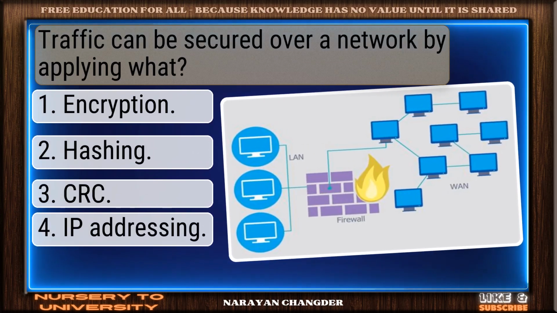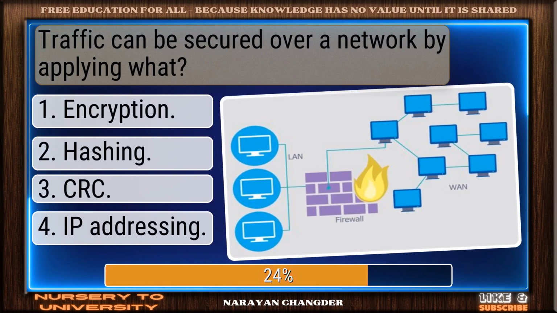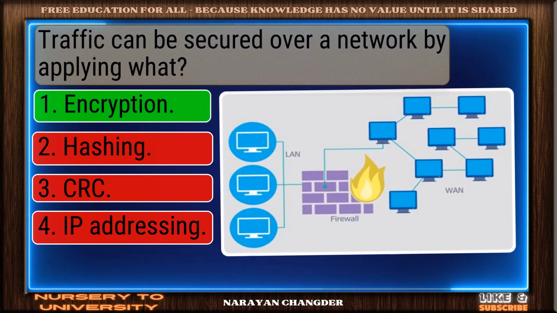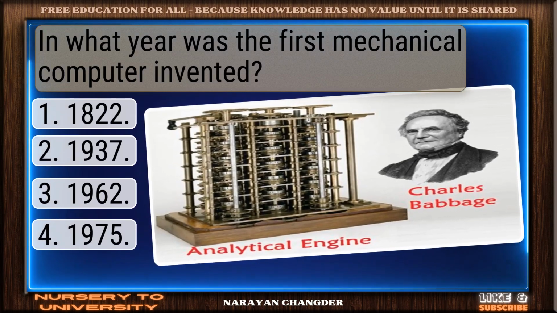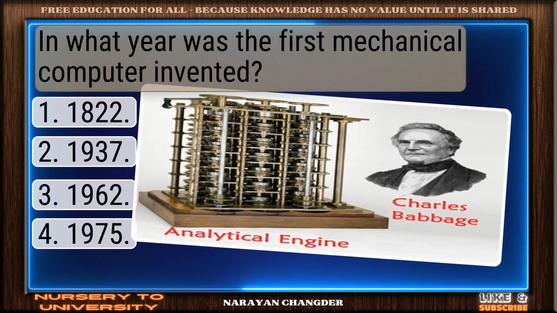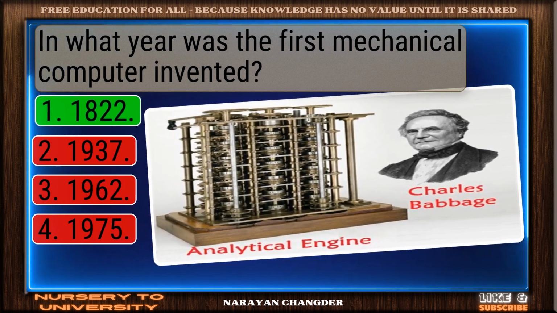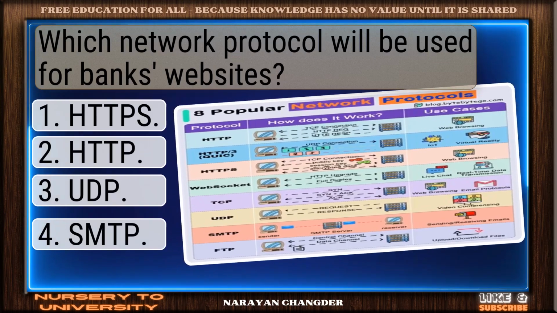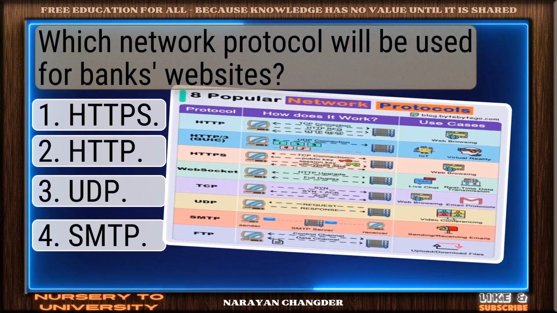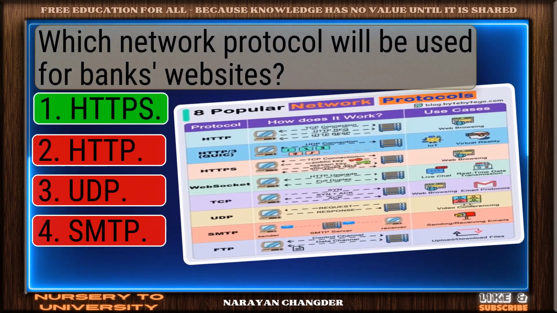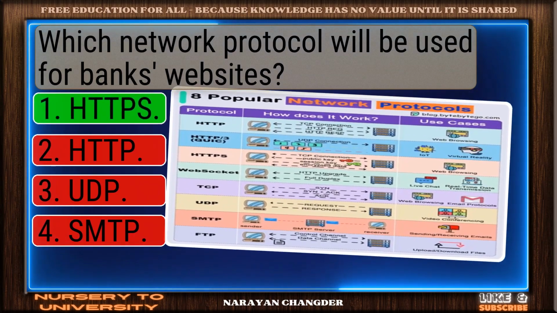Traffic can be secured over a network by applying what? Great job. Encryption is accurate. In what year was the first mechanical computer invented? Good job. 1822 works. Which network protocol will be used for banks' websites? Sharp thinking. HTTPS is right.